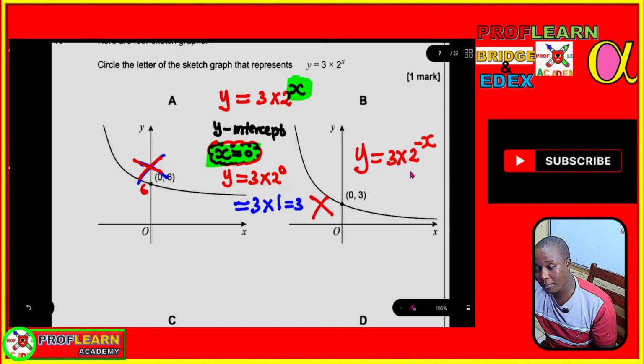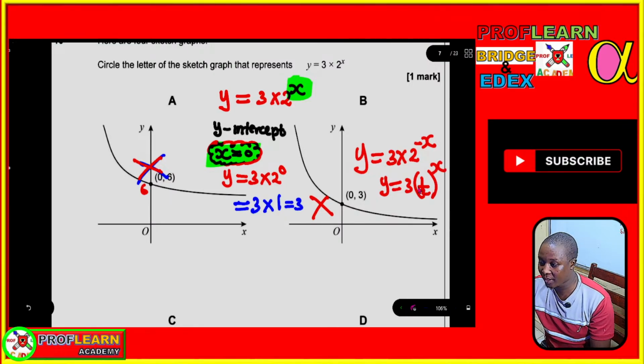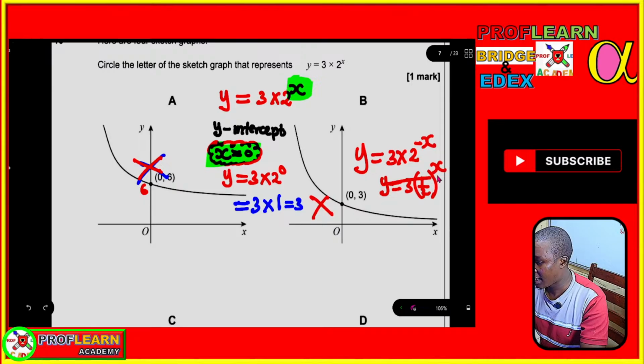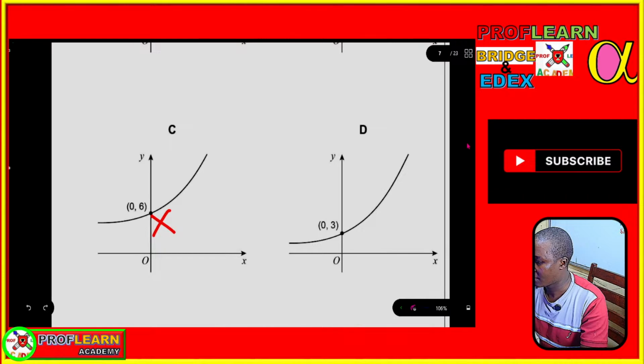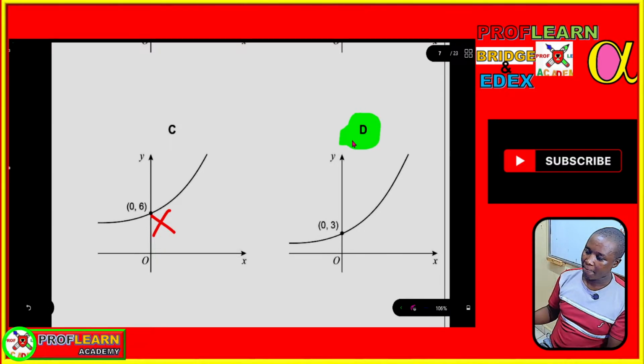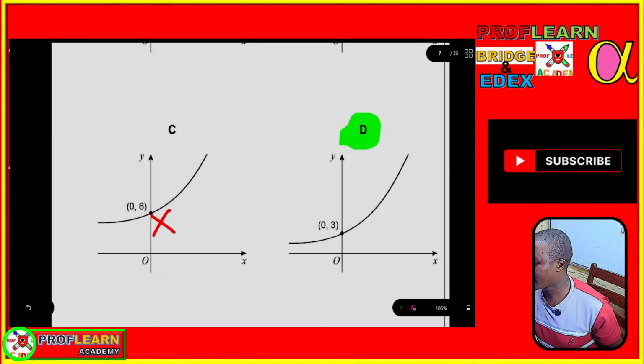This is what the graph will be increasing to the negative, to the left. So it cannot be. This one will be true if you are having a fraction, maybe 3 times 1 over 2 raised to power x. If you are having that, that's when you will have this particular graph. So this is not correct. And the correct answer in this case is D. The correct answer is D. The graph will be increasing to the right, and that becomes our answer.